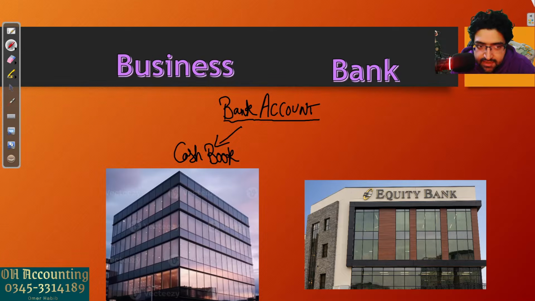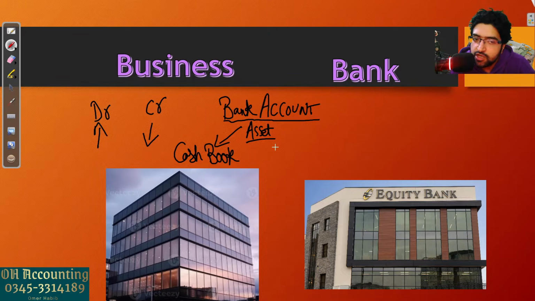When money comes in, we record it on debit, right? When money increases in your bank account, we record it on the debit side of the cash book. And when money decreases, we record it on the credit side of the cash book. Why? Because bank is an asset for the business. Asset, right? So we are maintaining all the transactions in the cash book.